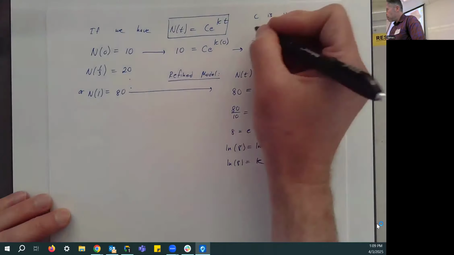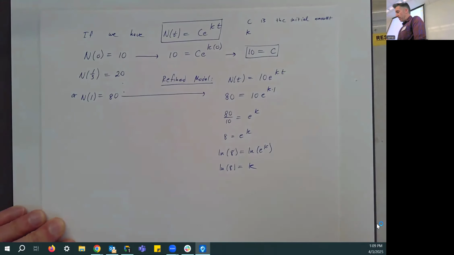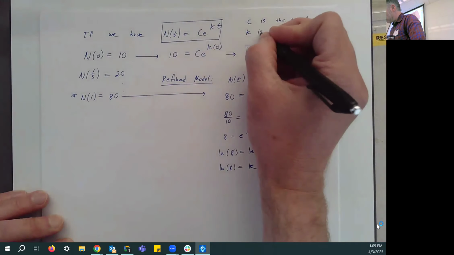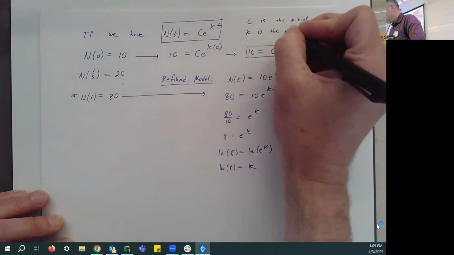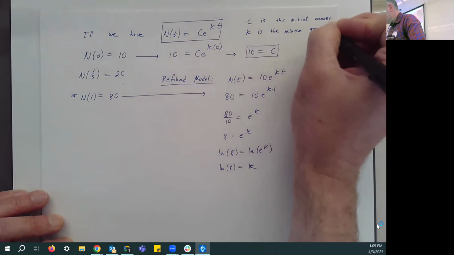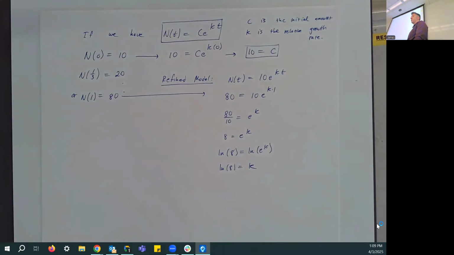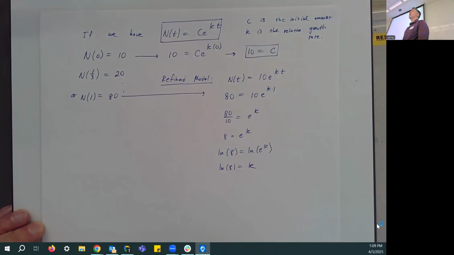K, and this is not maybe super helpful at this moment, but it is what it is. K is the relative growth rate. Which is going to become more useful when we start talking about differential equations, which is a while from now, like maybe next quarter, I think. But that's what K is. K is kind of telling us how fast the population is growing with respect to the population size.